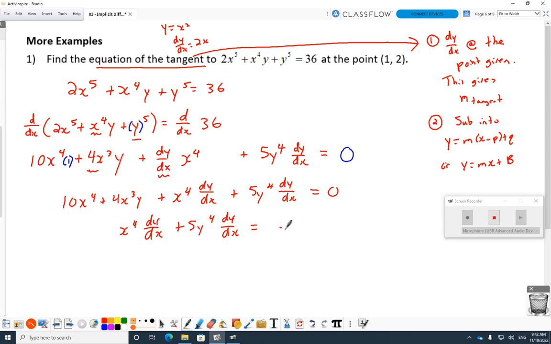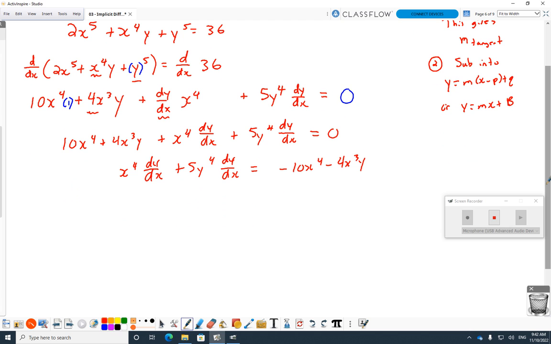So that's negative 10x to the fourth minus 4x cubed y. Those terms didn't have dy dx, so I'm going to move them over. And then, what did you say to do next? Then you can factor out the dy dx. Whatever's inside the brackets, you divide that by the other side.